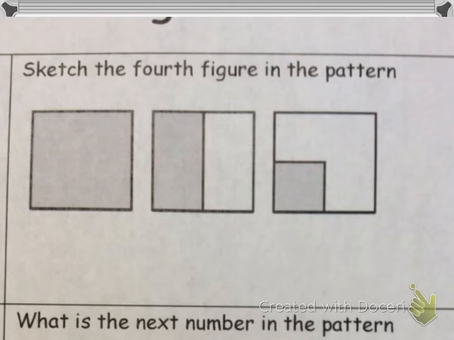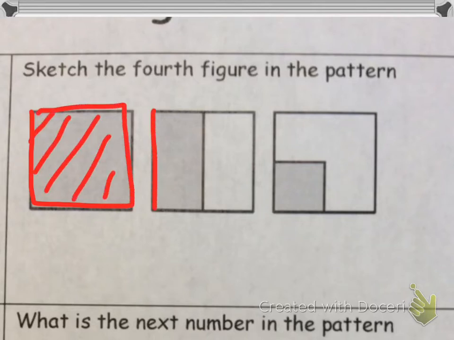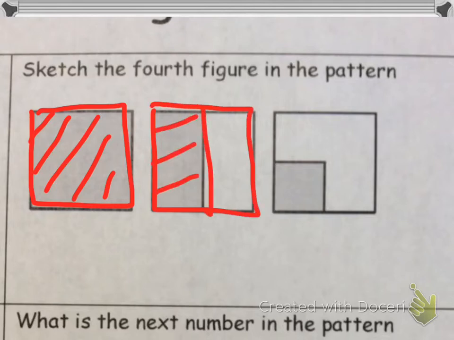All right, let's look at the next problem. Sketch the fourth figure in the pattern. So let's just take a look at our pattern. We start here with a square that's completely shaded in. Then we go to a square that's cut into half, and only half of that is shaded in. So then if we're just looking at this, we had our square. We cut it in half. And then if you notice, we took that half and we cut it in half again, and then we shaded what was left of that.